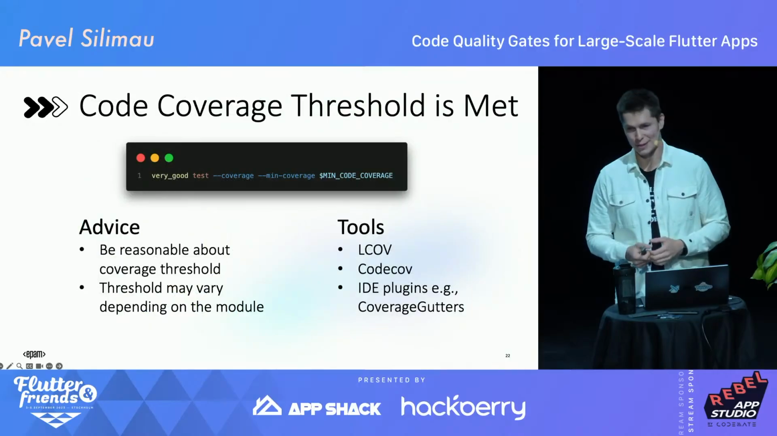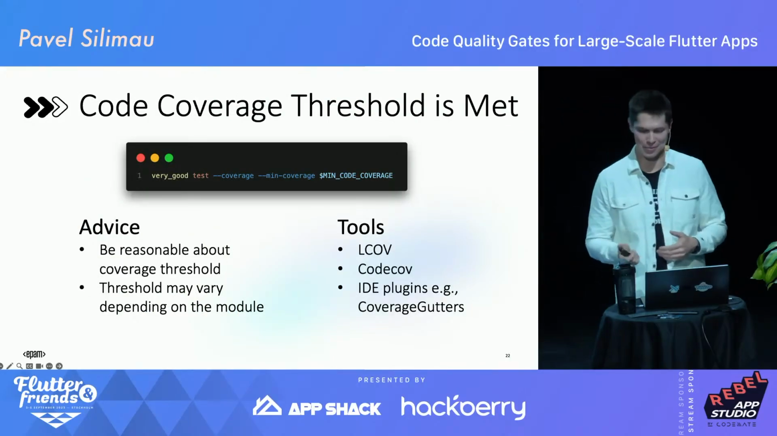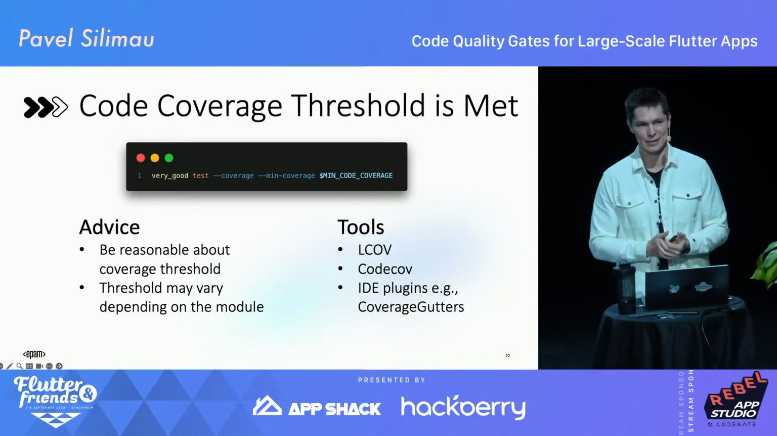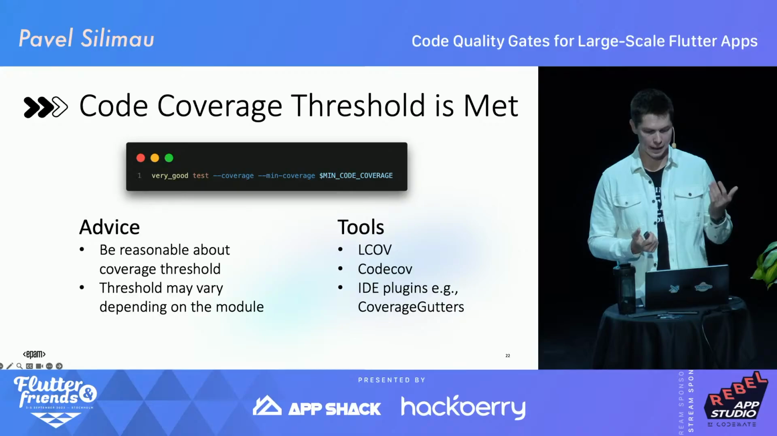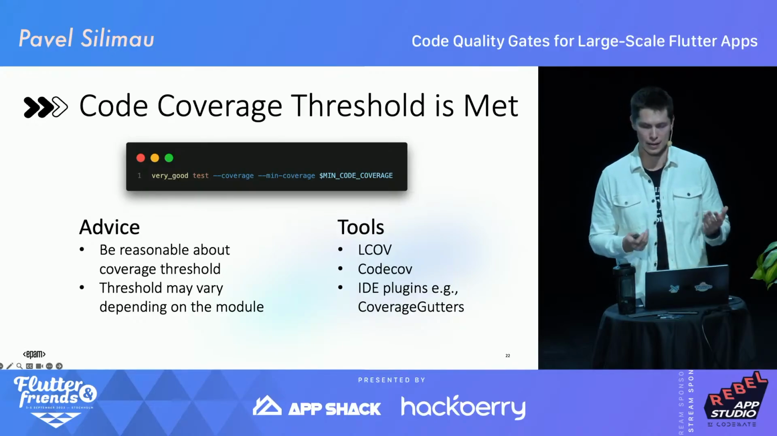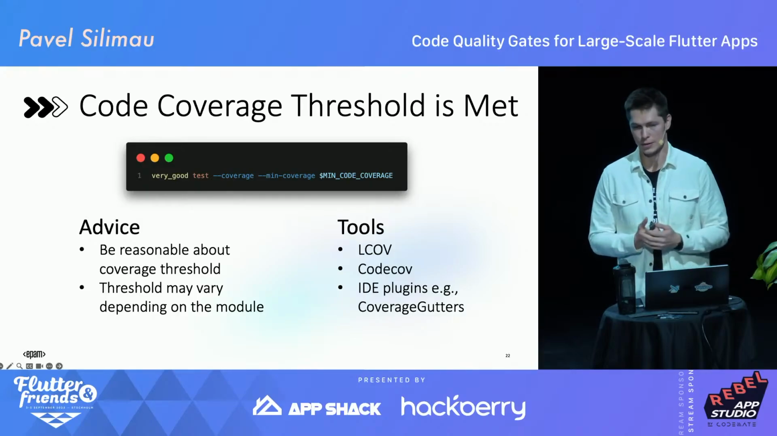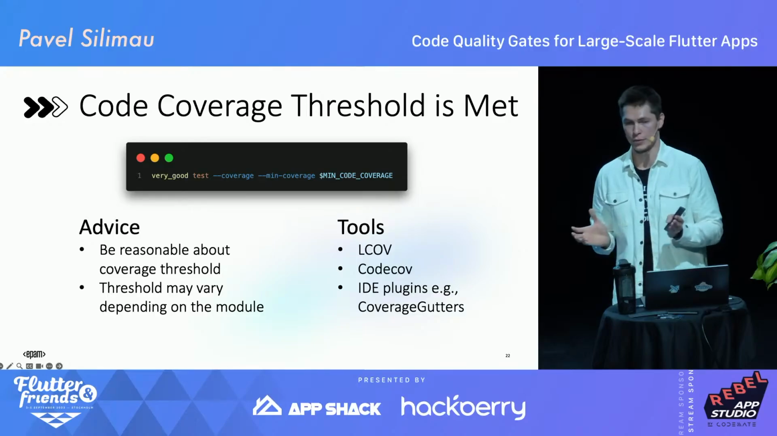One of the ways to encourage, or let's say force, developers to write tests is to use a code coverage check in your CI pipeline. My advice here is to be reasonable. Striving for 100% code coverage is not always the best idea. So think twice before setting this rule. What you can also do is set different thresholds for different modules.